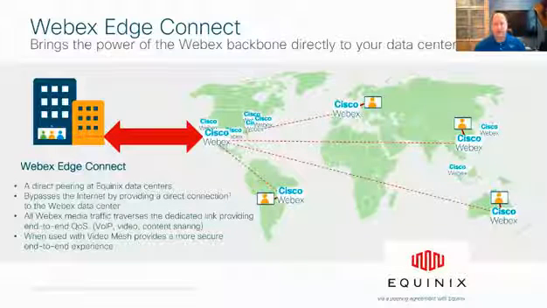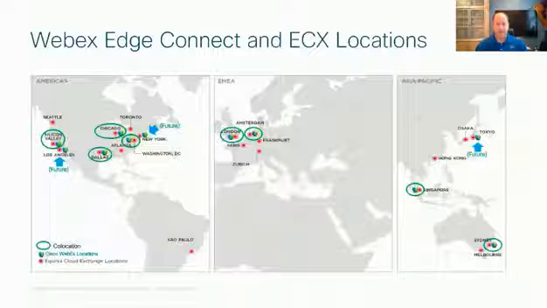Webex Edge Connect is basically a peering agreement that Cisco has with Equinix to provide a backbone infrastructure connection to our data centers, and also a direct peering link so that the customer can have a direct link into the Webex data center. This provides obviously higher quality audio and video connections going directly from the customer premises into our Webex data centers. Now you may be saying to yourself, where might these data centers be?